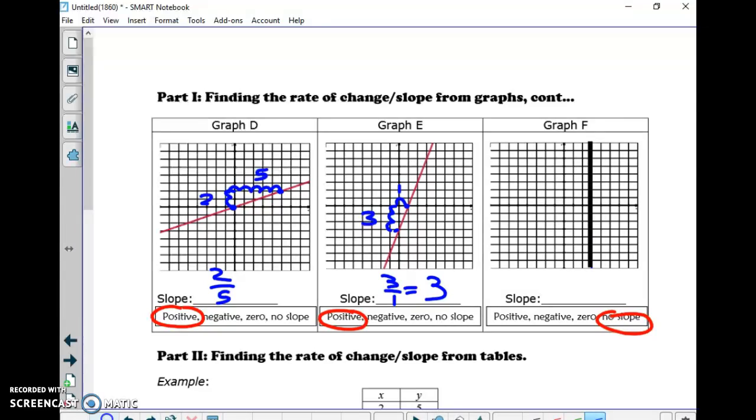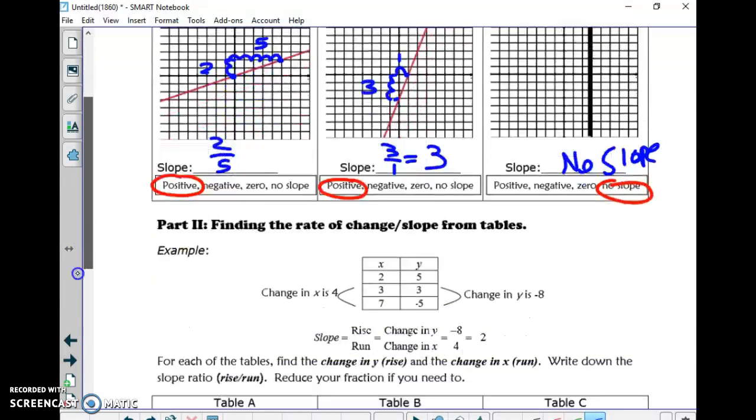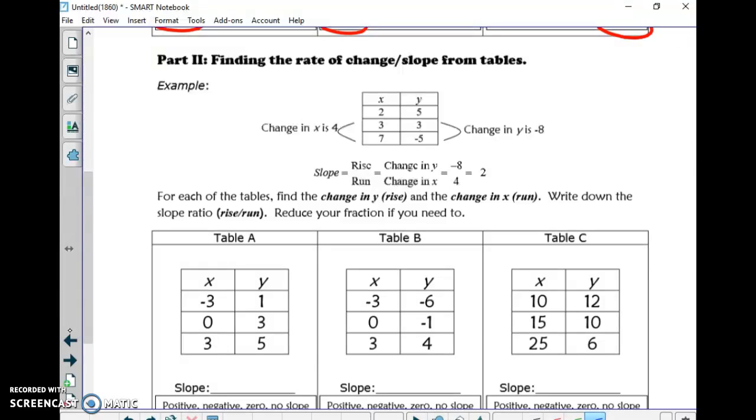Last but not least, graph F, which goes straight up and down. The equation would be x equals 3, but for the slope, we circle no slope. Don't put 0. I want everyone to know that 0 and no slope are not the same thing. If it's vertical and you cannot stand on it, then put no slope. So that was part 1. Take a look at part 2, where we find the rate of change, slope, from tables.